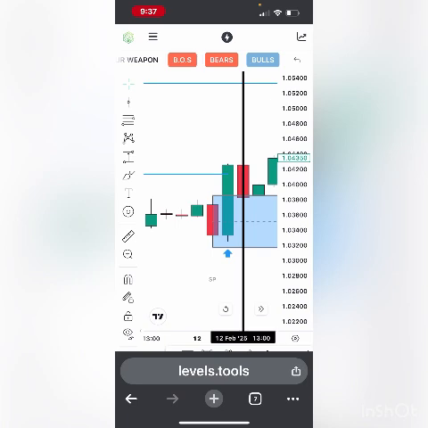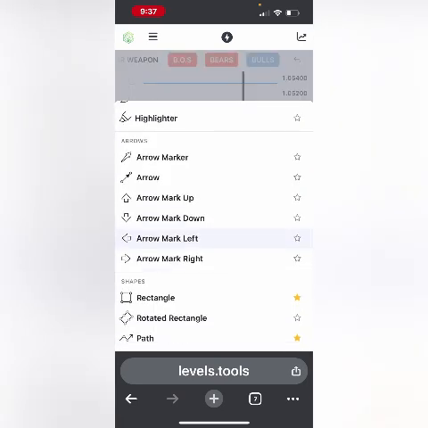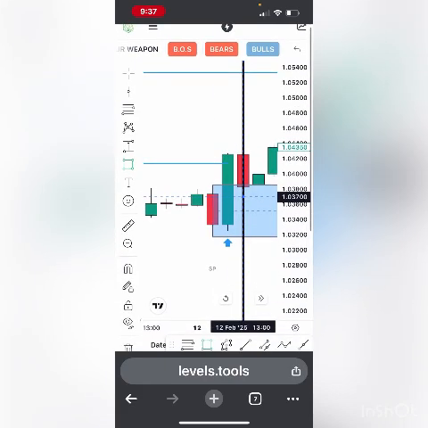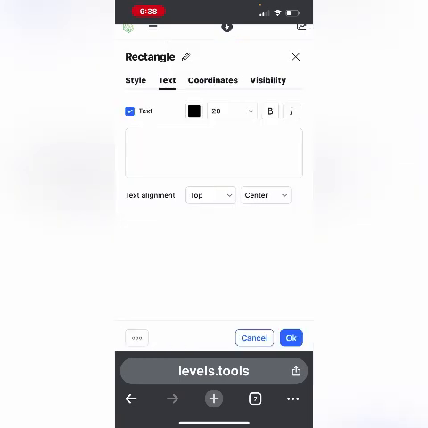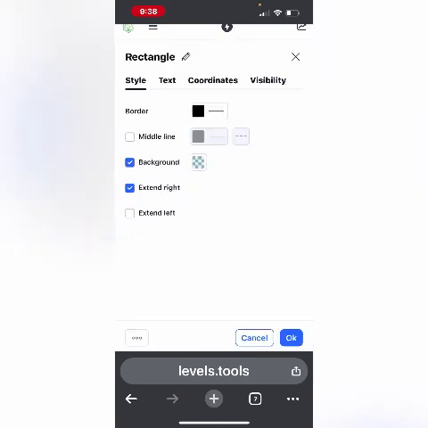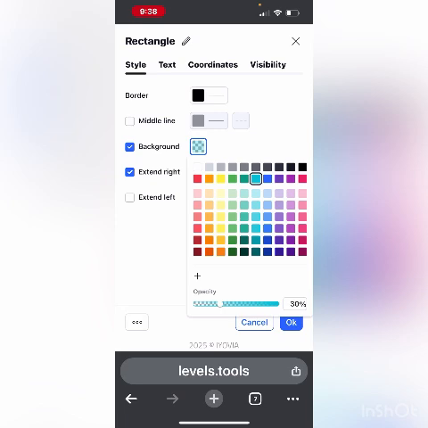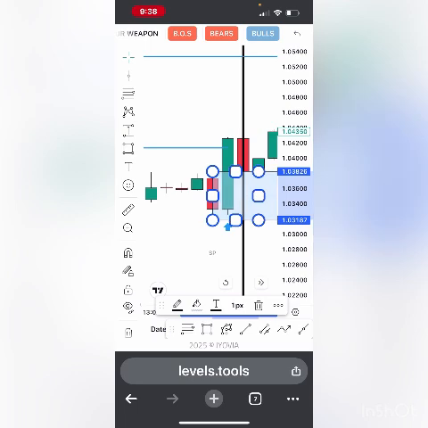Also, another thing that you're going to have to do, because when you switch to a lower time frame, this box is going to disappear. So let's go ahead and throw another box right on top of it. Just like that. Make sure you extend it to the right, and we'll put it right there. Put a box right on top of it. And now you can turn your boxes off, okay?